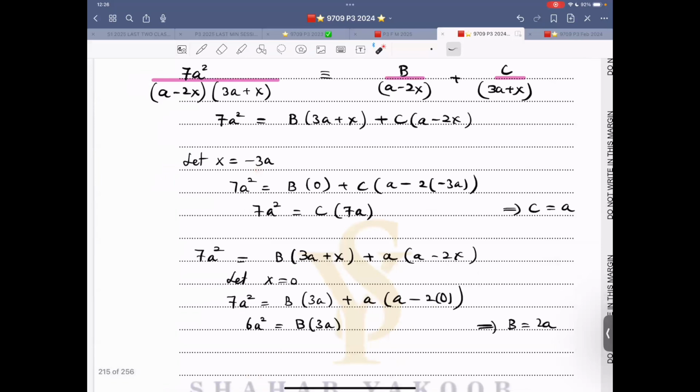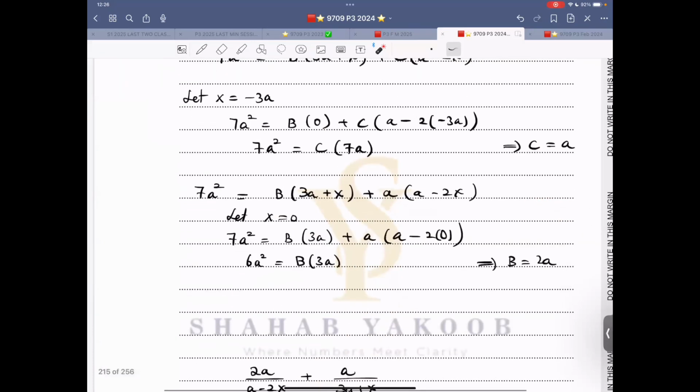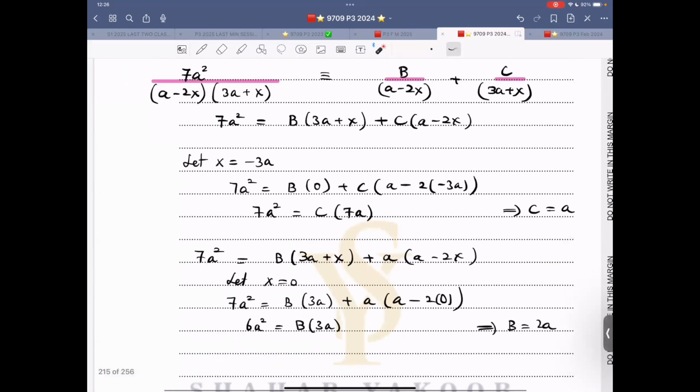Let x equal -3a. I'm taking this to be -3a so that b becomes 0. I find the value of c, that is in terms of a. I plug the value of b over here. I plug the value of c over here. So hold for a second. I found c over here. C is a. So this c is now replaced with a.